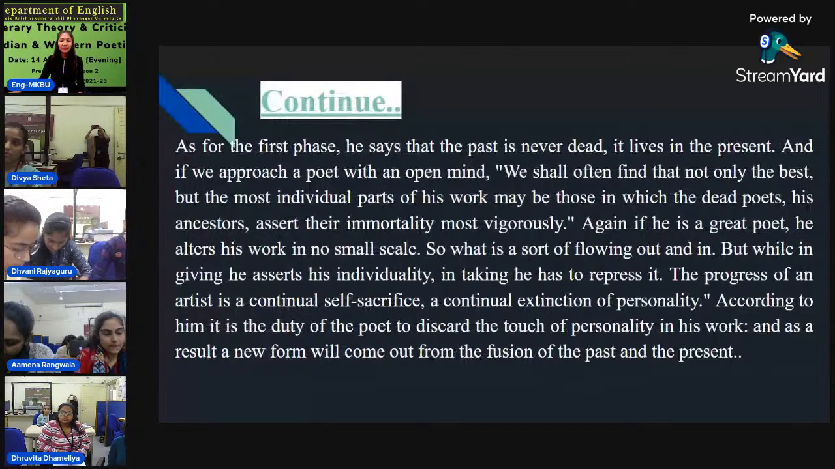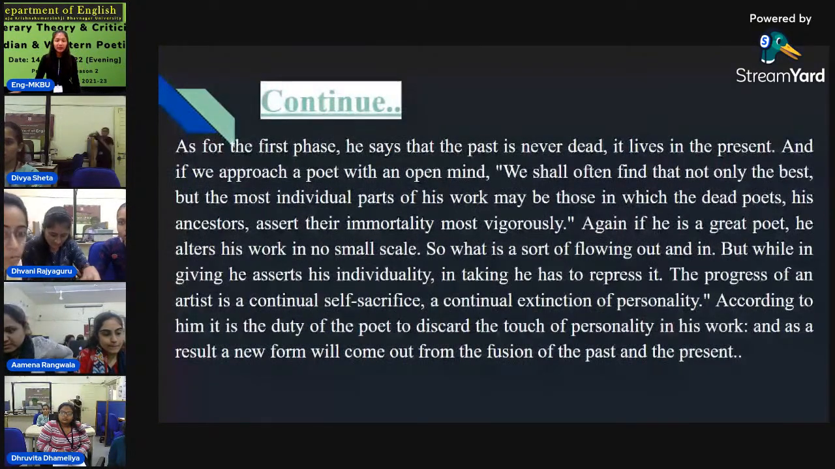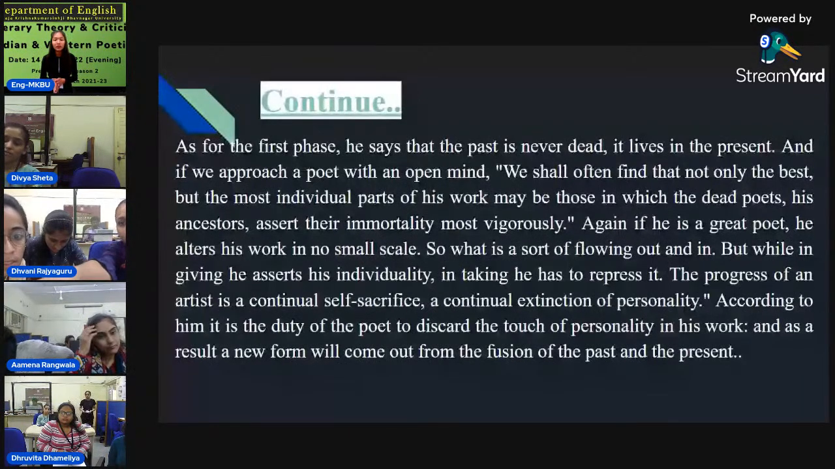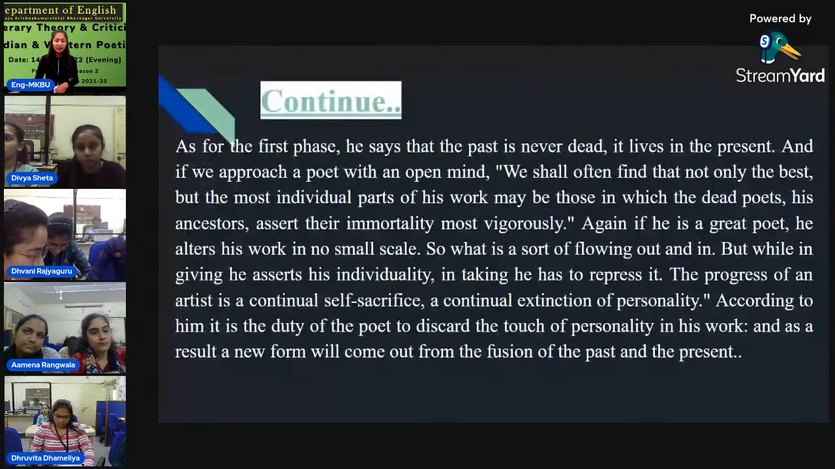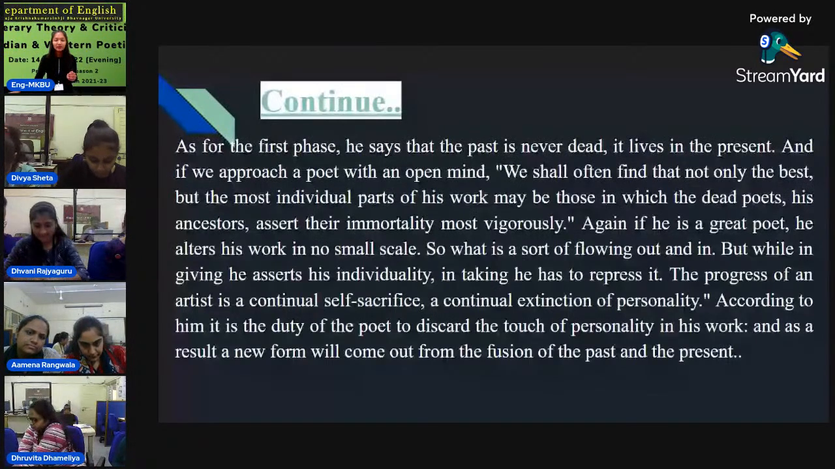As for the first page, he says that the past is never dead. It lives in the present. And if we approach a poet with an open mind, we shall often find that not only the best, but the most individual part of his work may be those in which the dead poets, his ancestors, assert their immortality most vigorously.